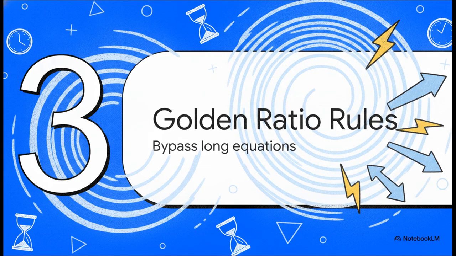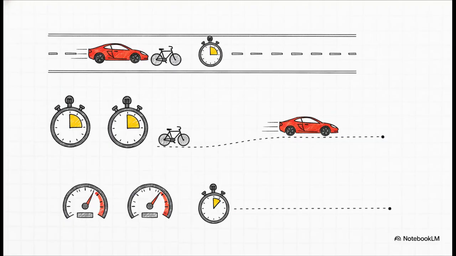Okay, section 3, the 3 golden ratio rules. This is where we officially shift from basic math to unlocking some serious proportional superpowers that will let you skip messy calculations altogether. Practically every complex time, speed, and distance problem you'll face is built on one of these 3 logical rules. Rule 1. If the distance is fixed, speed and time are inversely proportional, meaning drive faster, you take less time. Rule 2. If the time is fixed, distance is directly proportional to speed.